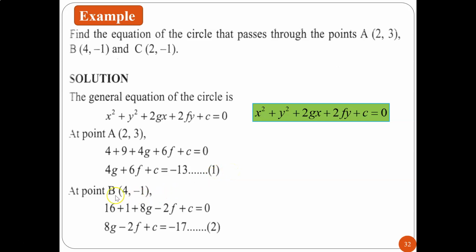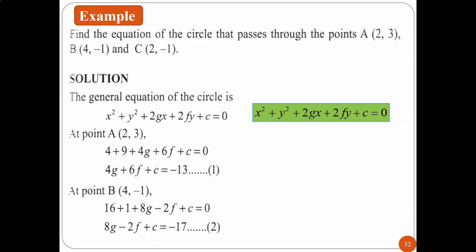Okay, now we're going to use the second point, which is point B, where the value of x is 4 and the value of y is -1. So again, we're going to substitute the 4 and -1 into the x and y of this equation. So x equal to 4, so 4 squared you get 16, -1 squared you get 1, and so on. When you substitute it and then simplify it, you're going to obtain the second equation, which is this. So now you have the second equation.